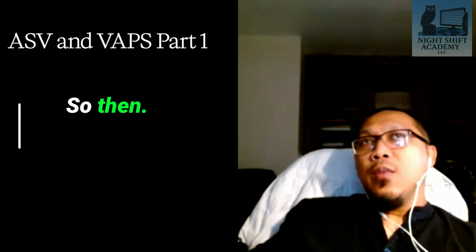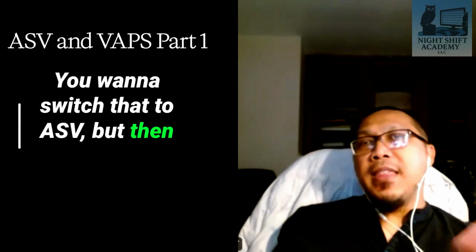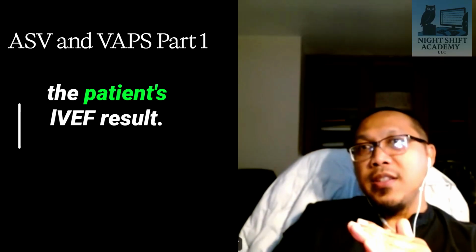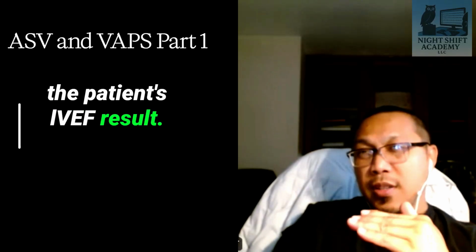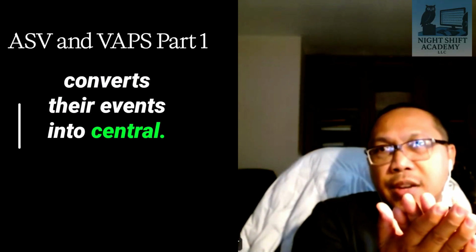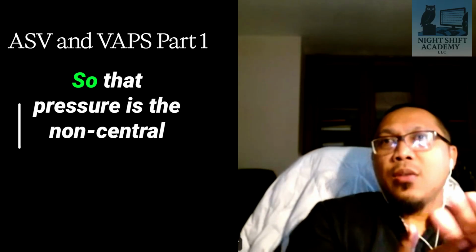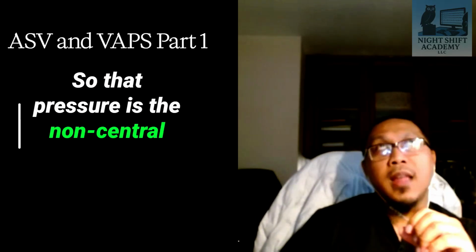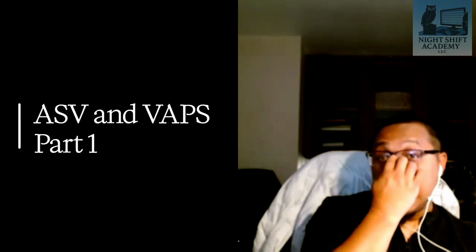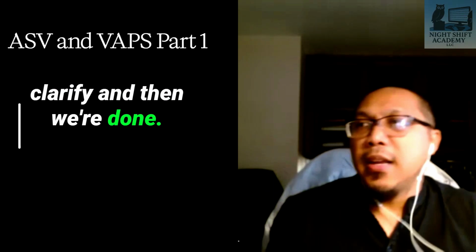So then you want to switch that to ASV, but then you cannot immediately implement that because you need the patient's LVEF result. If you don't have that on hand, you go back to the lowest possible pressure before the patient converts the events into central. So that pressure is the non-central toxic pressure, basically. Let's say, for instance, and I'm going to just write this whole thing to clarify, and then we're done.